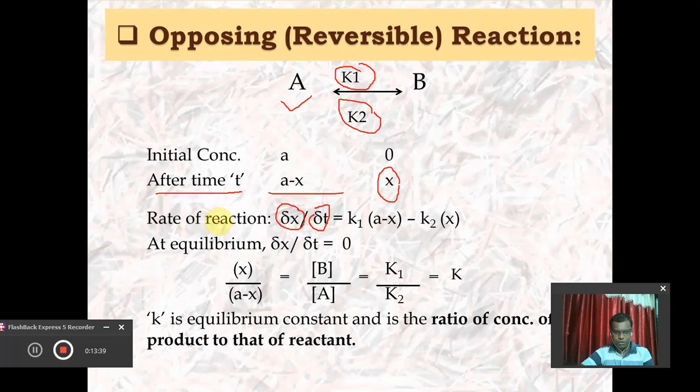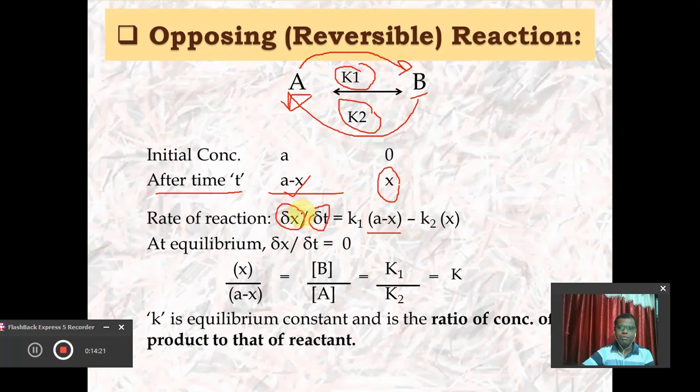So this ratio is called the rate of reaction, which will be equal to K1, the rate constant of the forward reaction, into the concentration of reactant. What is the concentration of reactant after time T? A minus X. Minus K2, the rate constant of the backward reaction, into the concentration of B. For the decomposition, B acts as a reactant, and its concentration is X at time T. So K1 is the rate constant for the forward reaction and K2 is the rate constant of the backward reaction. The difference of these two will give you the rate of reaction.